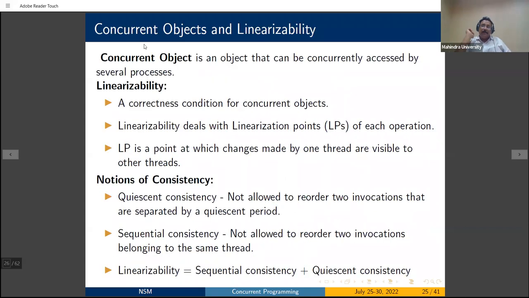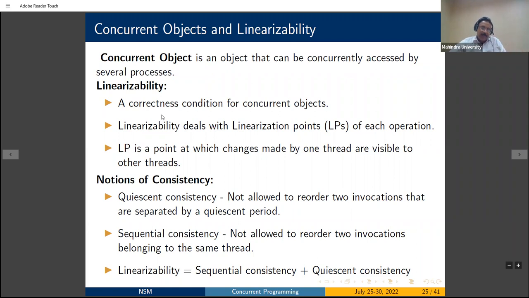Correctness of concurrent objects. What is a concurrent object? A concurrent object is an object that can be accessed concurrently by several processes. Usually we can define the correctness of concurrent execution by using the concept of linearizability. What is linearizability? Here any concurrent implementation should satisfy two conditions.